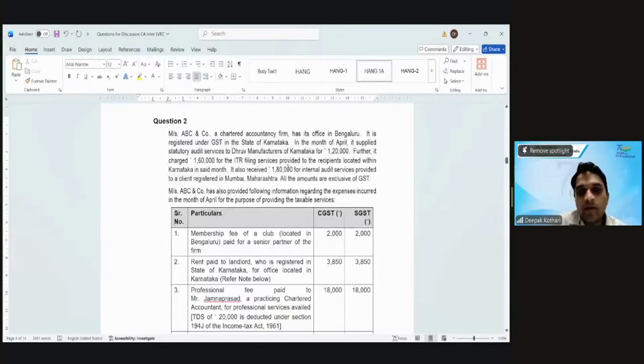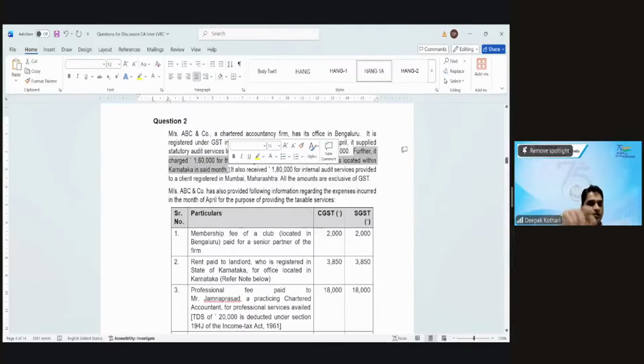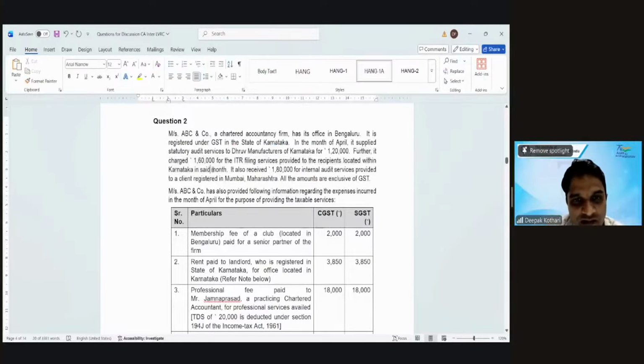Might be they have very little operations, but for a statutory audit, you should charge at least 1,50,000 rupees, because it takes so much time, so much effort and a lot of risk for a chartered accountant. But okay, might be here the work is less. But good news is it further charged 1,60,000 for its ITR filing services provided to recipients located within Karnataka in the said month. So it's not to Dhruv Manufacturers, but to others they've charged 1,60,000 rupees. That is also very less.